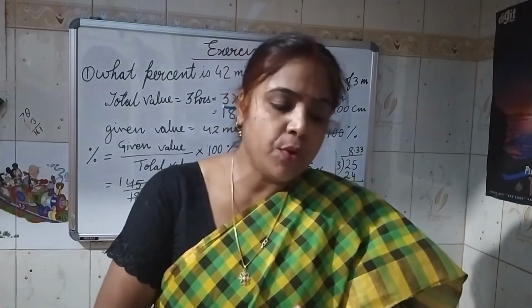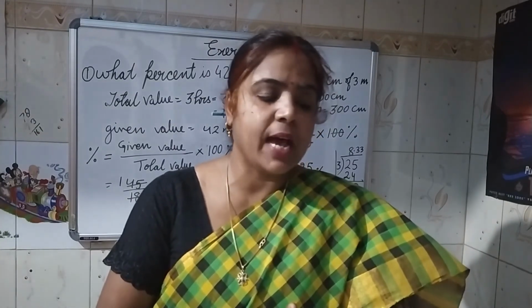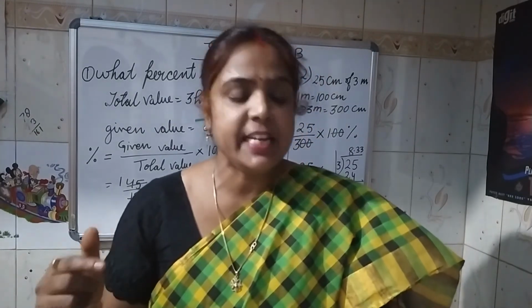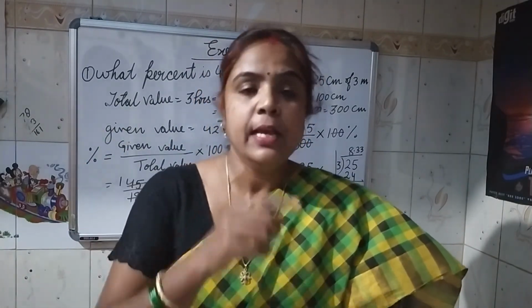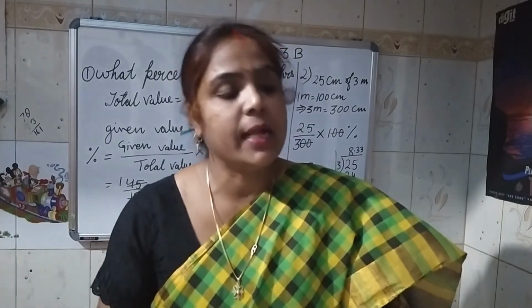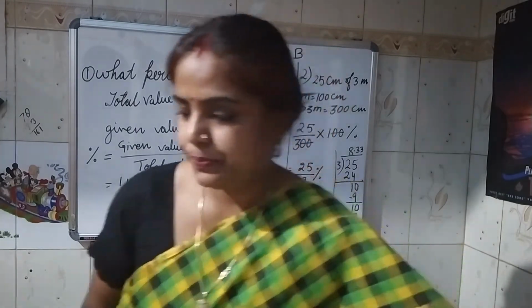Sumit has 50 books, out of which 30% are English books. How many books are English books? So the number of English books is equal to 30% of the total, that is 30% of 50, and you can get the answer. I hope this is clear to you.